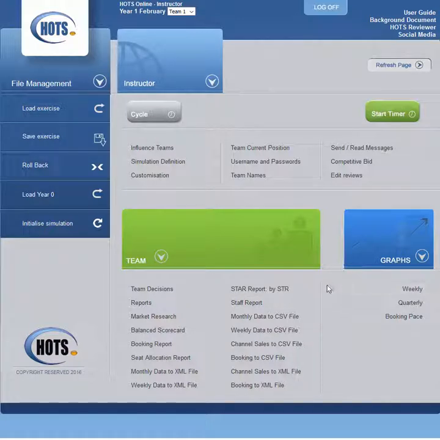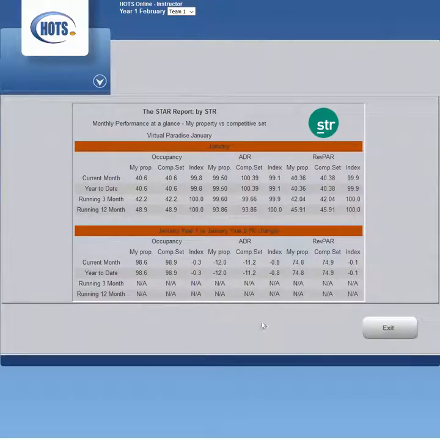And finally, in this brief look at the outputs from the simulation, we have access to the STAR report. We have an agreement with STR to be able to include the STAR report as an output in HOTS. And here we can see I'm logged in as Virtual Paradise. This is my result for January, and you can see my comparison occupancy compared my property to my comp set, ADR and RevPAR.